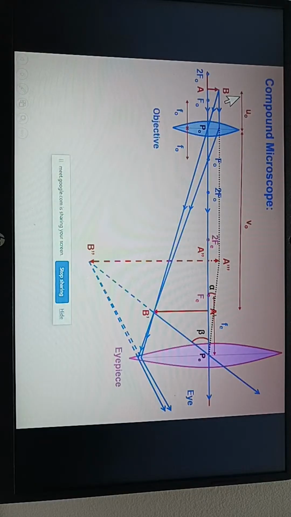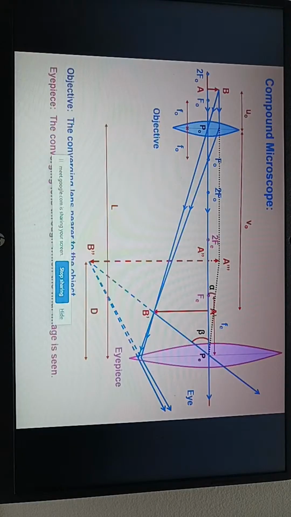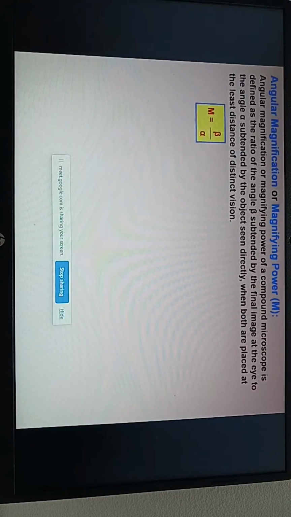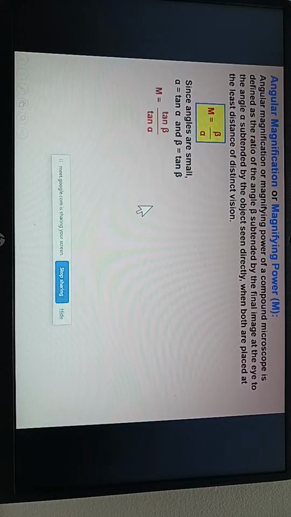This is all. U0 indicates object distance. Yes, sir. V0 indicates image distance of the object. Okay. Then this one is the distance of distinct vision, from here to here. Then this is the length of the telescope. Sorry, microscope. Then for eye, angular magnification is beta by alpha.